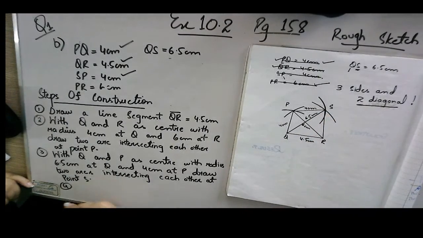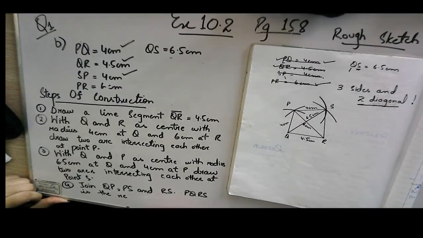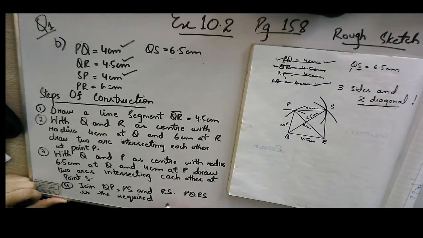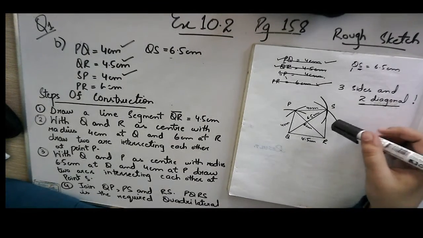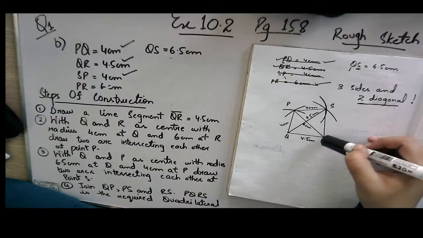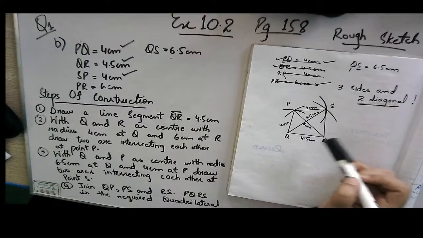So the last point is join QP, PS and RS. PQRS is the required quadrilateral. Now after marking the arcs you have to join the lines, and now it becomes a quadrilateral, which is PQRS.